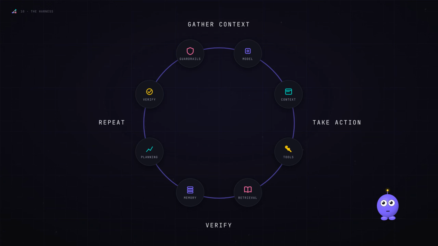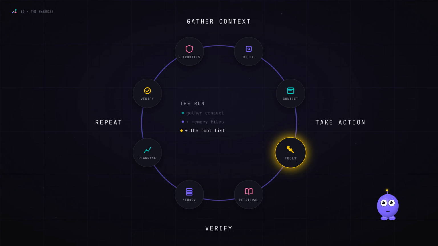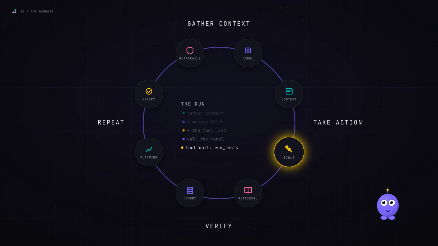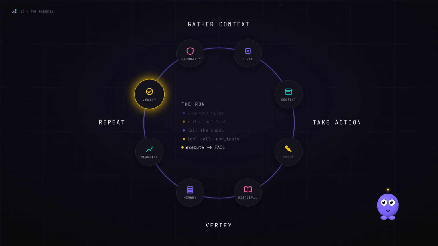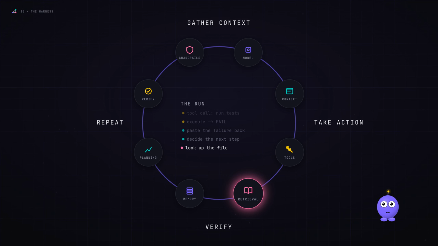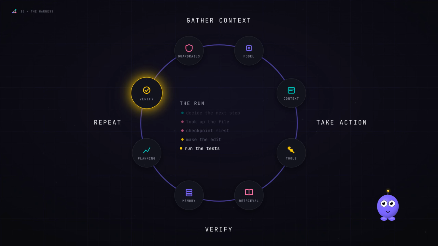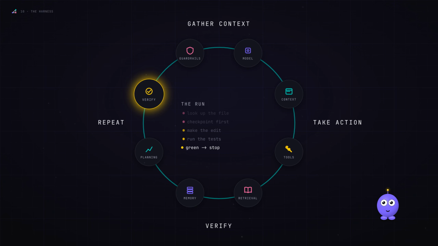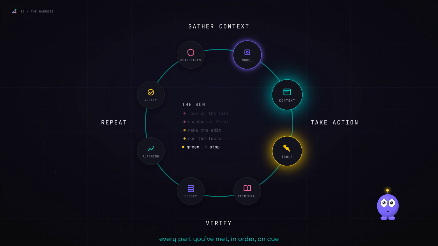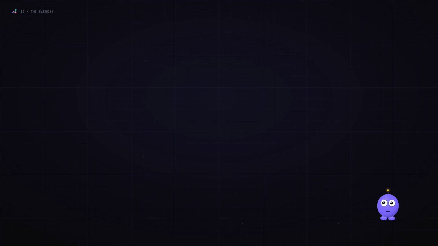Watch it run for real. You say, fix the failing checkout test. The harness gathers context, your instructions, its memory files, the tool list, all packed into one window. It calls the model. The model answers with a tool call: run the tests. The harness executes it and pastes the failure back in. Around the loop again. Read the file. Again. Make the edit, checkpoint first. Again. Rerun the tests. Green. Nothing left to do, so the loop stops. Every part you've met just fired. In order. On cue.